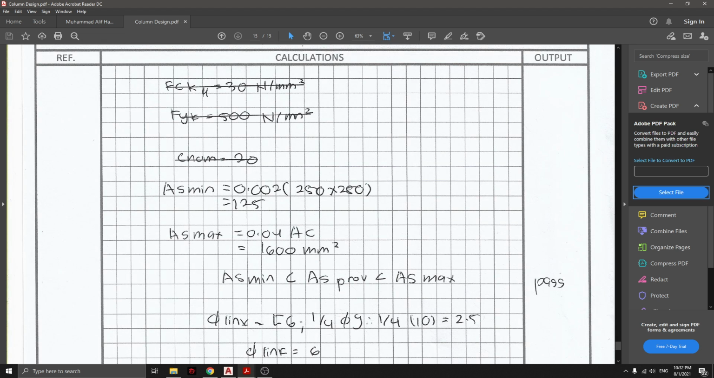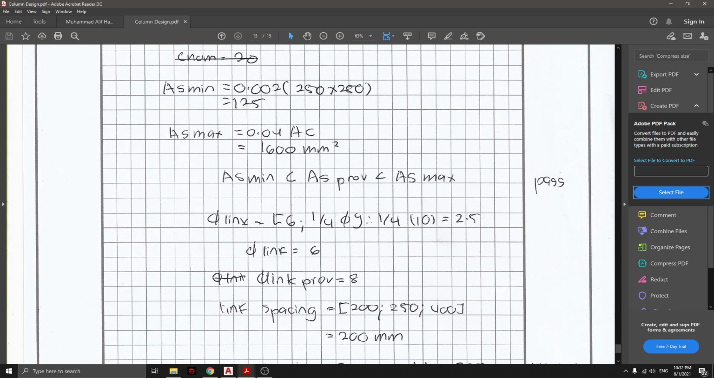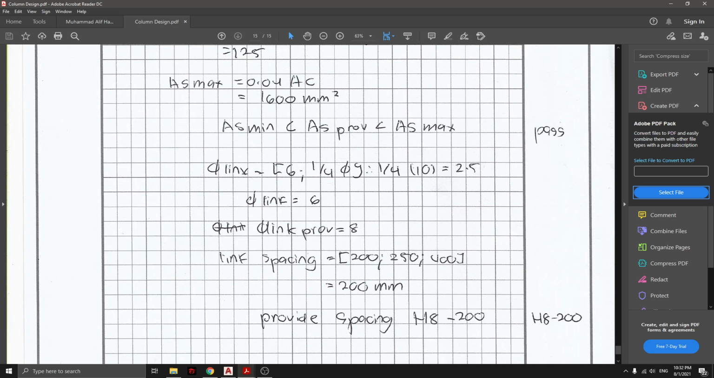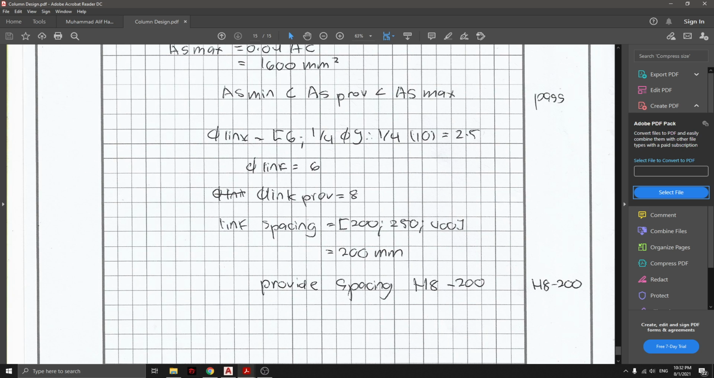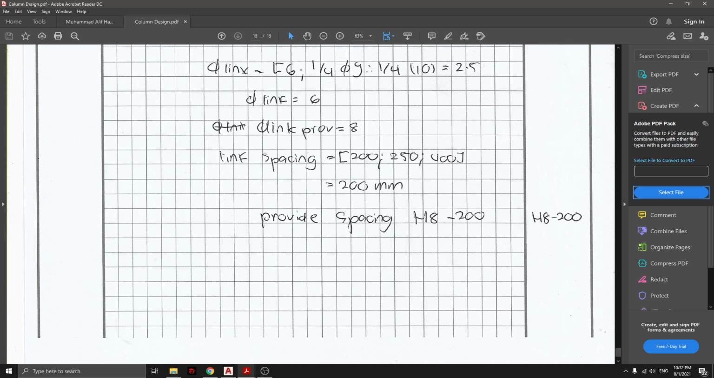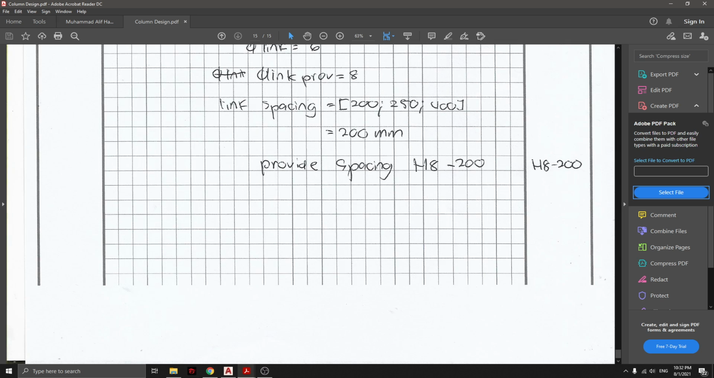Then we find AS minimum, AS max. My AS provided is bigger than AS min, lesser than AS max, so pass. And then we find the diameter of link. Use the bigger one, so I can use 6 millimeter. My diameter link provided is 8, so pass. Then link spacing, we use the lesser one, 200 millimeter. So my provided spacing is H8 200.